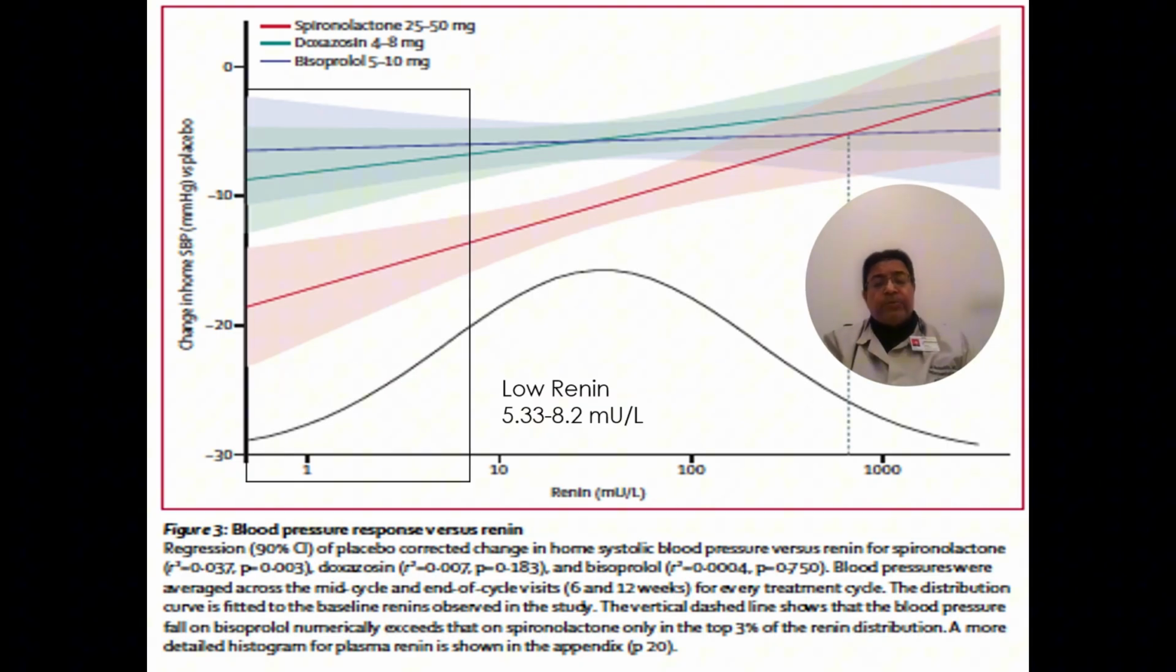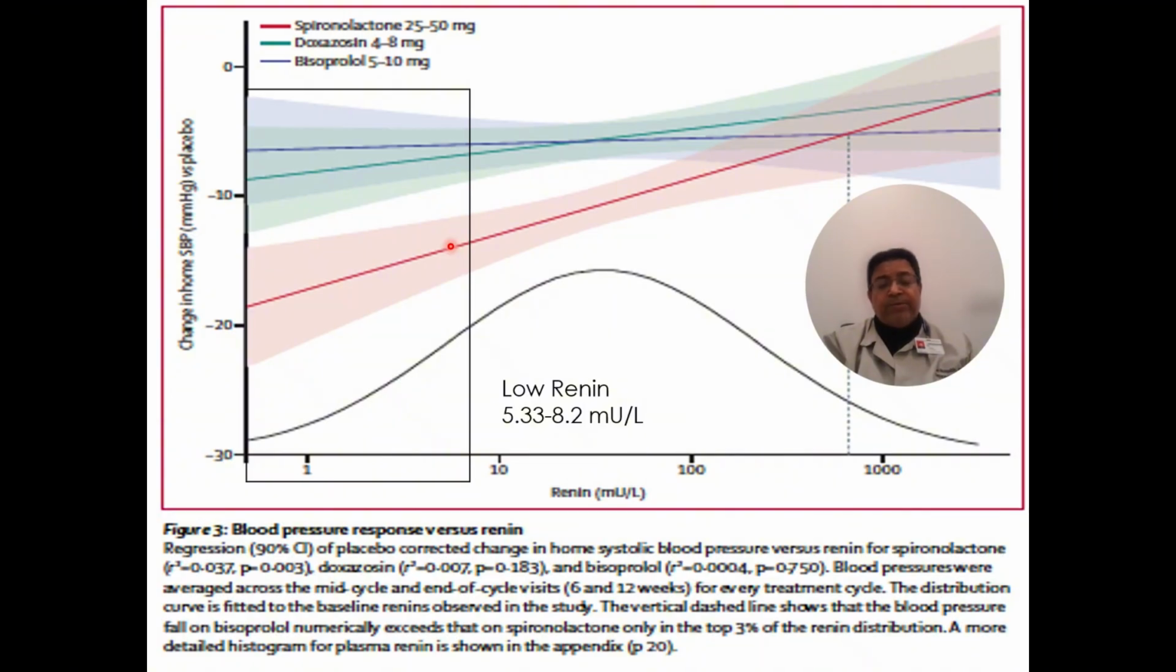This graph shows blood pressure reduction stratified by renin values. And here the units are mU per liter, so I converted the units to nanogram per milliliter per hour. And I marked down the area that represents the low renin spectrum. So this is the low renin, and you can see that that's where spironolactone causes the most marked reduction in blood pressure. Again, testifying to the efficacy of spironolactone in low renin hypertension.